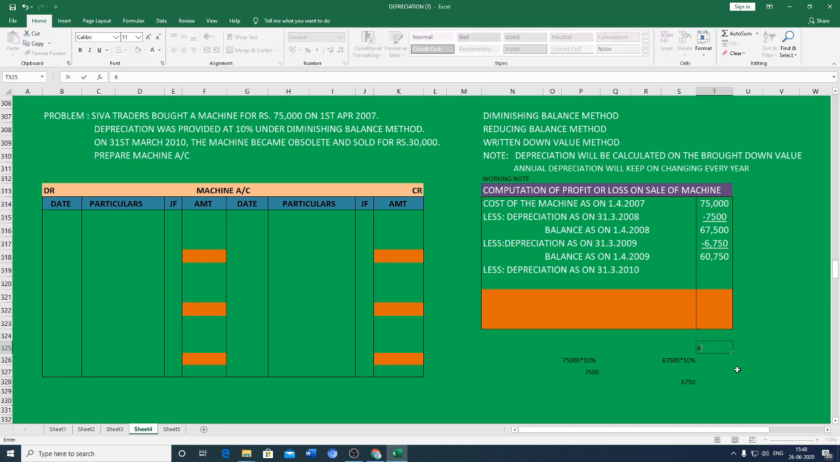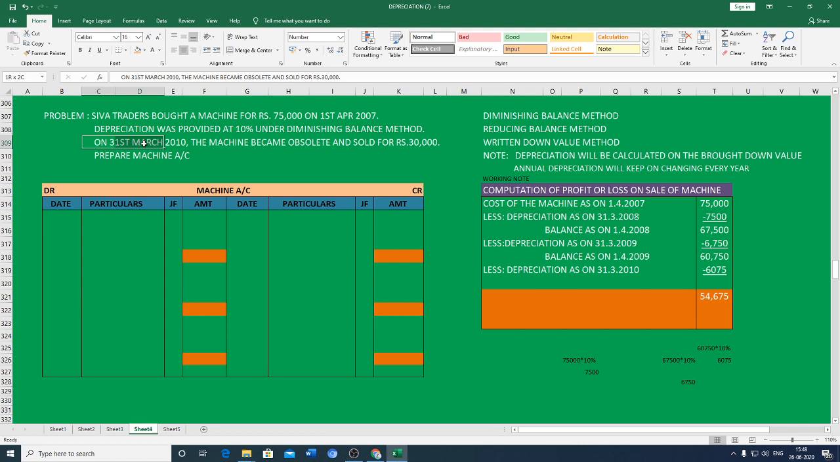Again on the balance of 60,750, right? On that we have to calculate 10%, which gives you 6,075. 6,075 is our depreciation amount. Understood? So let us subtract this, and after utilizing it for 3 years, the balance is 54,675.